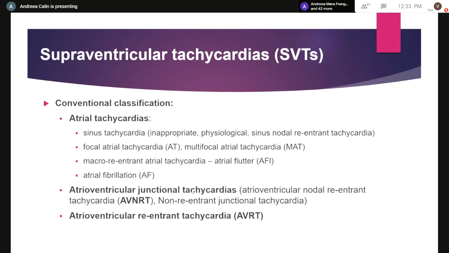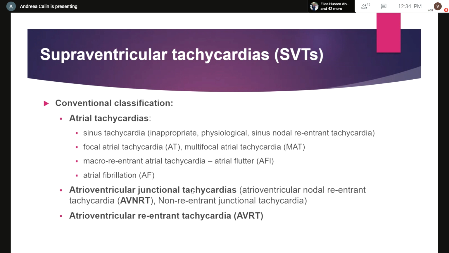The conventional classification of supraventricular tachycardias includes the atrial tachycardias that have the origin in the atrial tissue: the sinus tachycardia, which can be inappropriate or physiological, and the sinus nodal reentrant tachycardia, the atrial tachycardia, the focal one, and the multifocal atrial tachycardia, the atrial flutter, which is a macro reentrant atrial tachycardia, and atrial fibrillation.